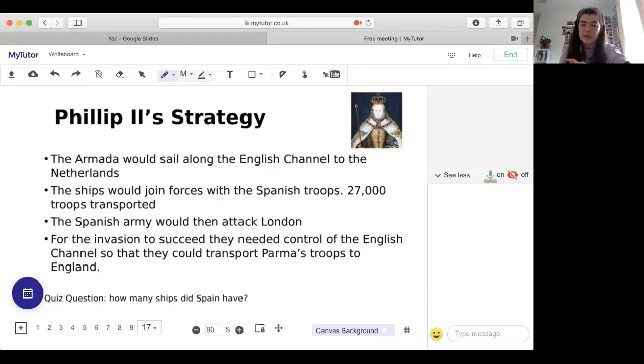For the invasion to succeed, they needed control of the English Channel so that they could transport Parma's troops to England, and therefore it was vital that the English Navy disrupt the Spanish ships to stop them landing their army. That was a key part of England's defence.